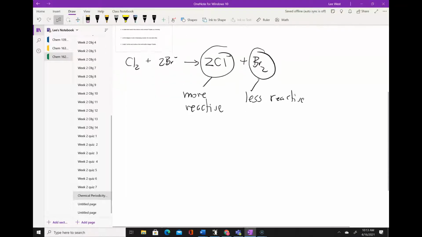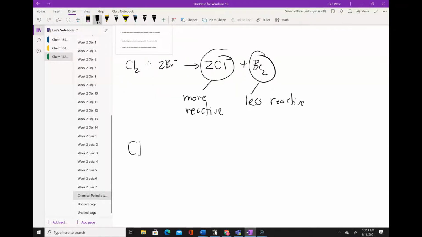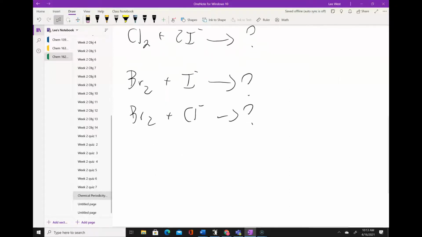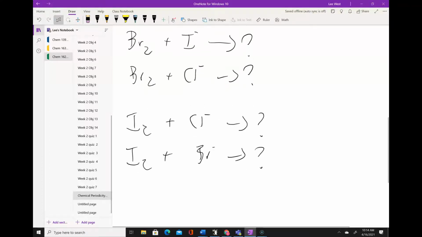So what we're going to do is we're going to do a bunch of combos. We take chlorine with bromide, but we're also going to take chlorine with iodide, and we're going to see what happens. We're going to take bromine and combine it with iodide, and see what happens. We're going to take bromine and combine it with chloride, and see what happens. And you guessed it, we're going to take iodine, combine it with chloride, see what happens, and iodine, combine it with bromide, and see what happens, right? So that's what we're going to do.